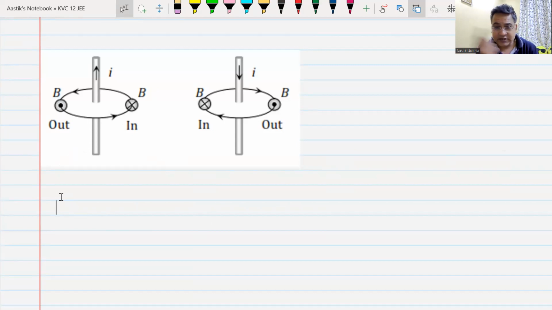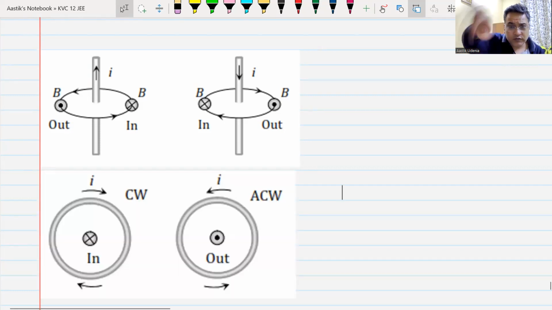The magnetic field moves in circles around the wire. Do you understand this? Yes or no? You understand the direction of current? The direction of the magnetic field. Yes, sir. And now this is what we have seen for the loop, with the right-hand thumb rule.